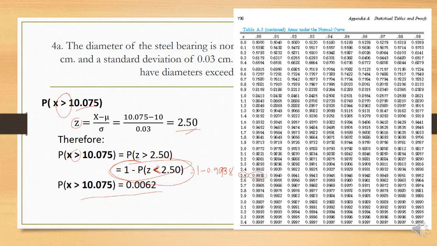0.062%. Tama ba? So, maliit lang yung percentage na magkakaroon ng diameters exceeding yung 10. Ang mean ay 10. So, kung titignan mo, maganda, no? Kasi, ibig sabihin, yung 10.075 na bearing na yon ay napakaliit ng tsansa na mangyayari siya. Okay?